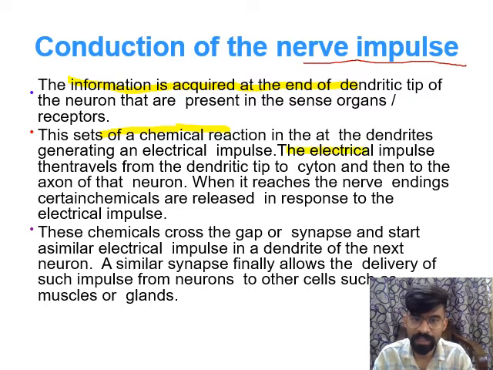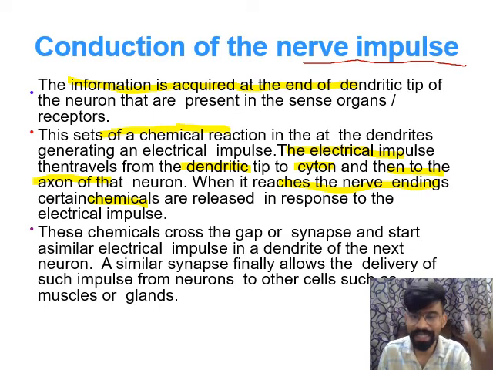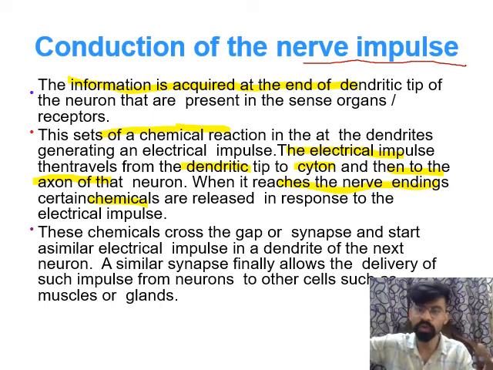Now this electrical impulse will travel from the dendrite towards the cyton. Cyton is the cell body, and then through the cell body it will enter the axon, and then it reaches the nerve ending, and at the nerve endings again some chemicals are released, known as neurotransmitters. Then this message will travel toward the next neuron. The second neuron will receive the message at the dendrite end, then cell body, then axon ending, then again this step will repeat.